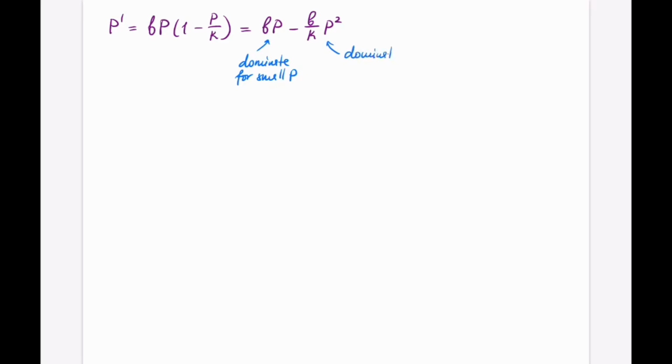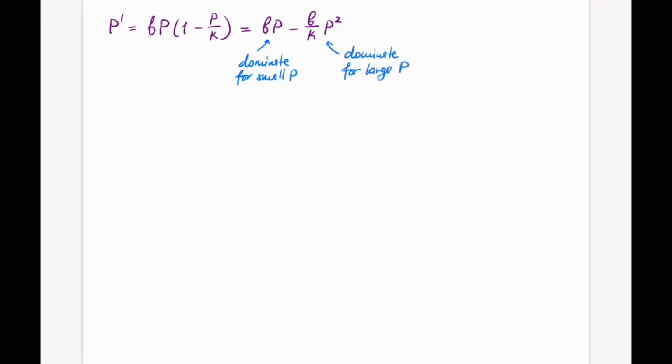So let me rewrite my logistic growth equation, bp times 1 minus p over k. So I'm going to open up the brackets. I'm going to get bp minus b over k, p squared. And again, I've introduced this value of k, but I've known that this was quadratic all along. Let's recall our dominating power analysis. This has a power of 1, and this term has a power of 2, which means that this term will dominate for small values of p, and this term will dominate for large values of p.